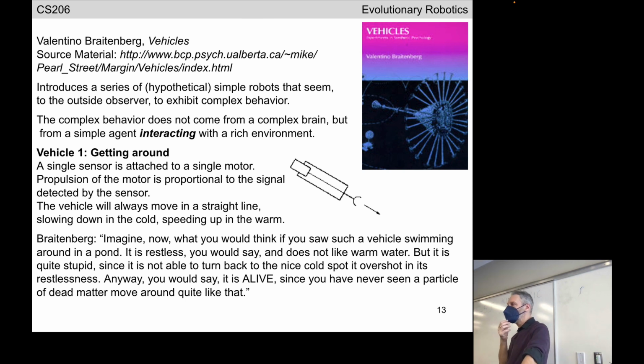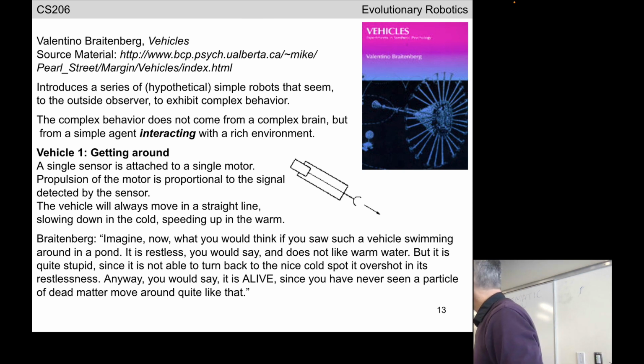This book is broken up into a series of chapters. And if you read this book, it actually reads like a fairy tale. Once upon a time, there was a vehicle named Vehicle 1, and it lived in this kind of world, and it did this sort of thing. Next chapter, Vehicle 2. Once upon a time, there was a vehicle called Vehicle 2. It was slightly more complicated. It did this and did this and did this.